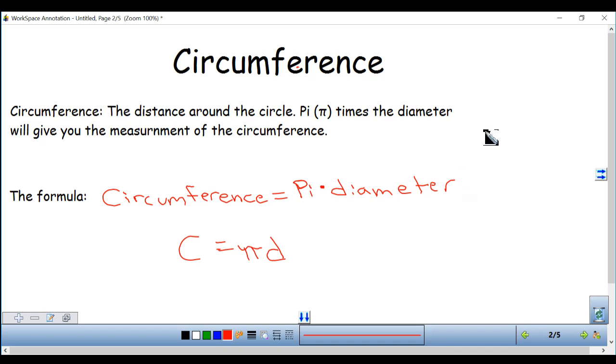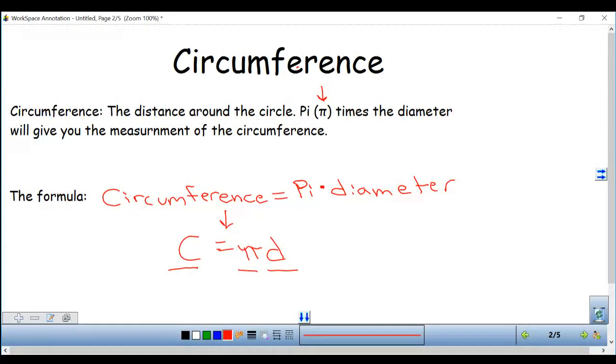This is going to be pi. This is the symbol for pi. Times diameter will give you the measurement of the circumference. So the formula, circumference equals pi times diameter, which transforms and gets shortened down to this formula. Circumference equals pi, or 3.14, times whatever the diameter is.